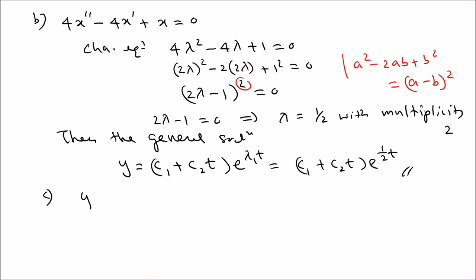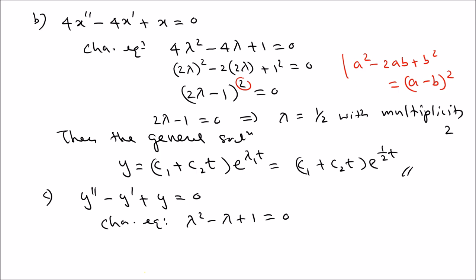So let's do a last one from the other type, the complex type. So let's say y double prime minus y prime plus y equals 0. Again, the characteristic equation is lambda squared minus lambda plus 1 equals 0. You can see that you can find factors of this one.